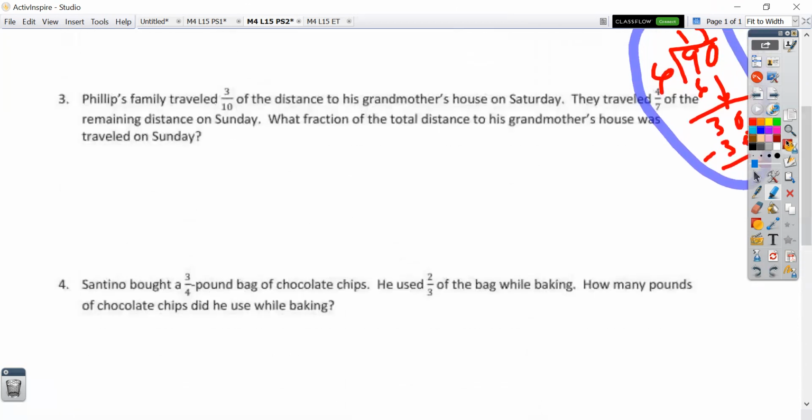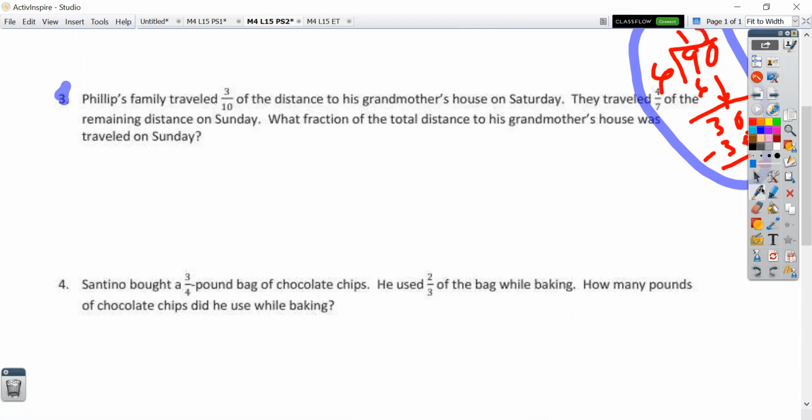Let's go ahead and do number 3 with Philip's family. So Philip's family, and we'll do it together. This is our last problem together. Philip's family traveled 3/10 of the distance to his grandmother's house. They traveled 4/7 of the remaining distance on Sunday.